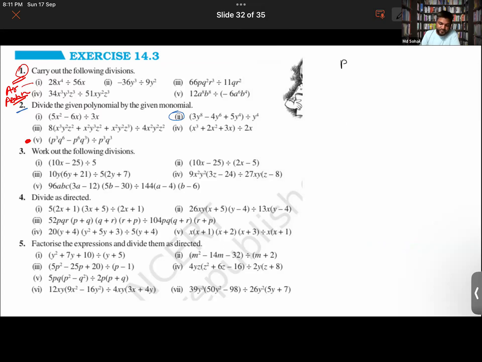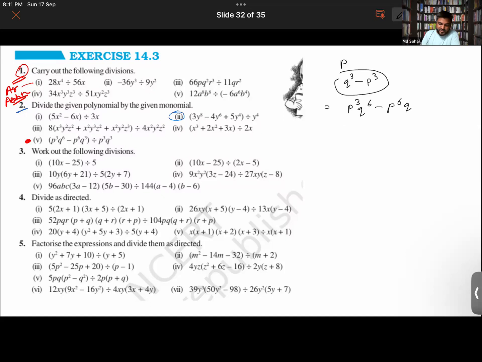Q cube minus P cube. Okay, let's check that out. Sir, I also got it, P cube. Okay, just wait a moment. Okay, let's solve this one.